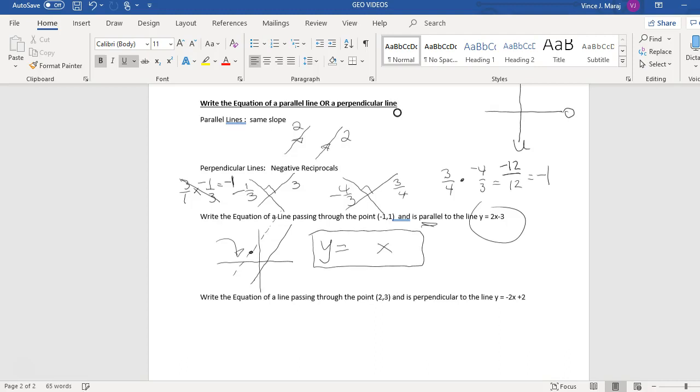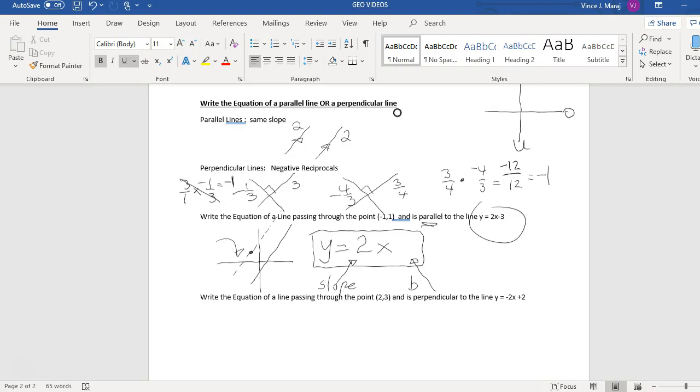To get this question right, all you have to do is insert the slope of the line right there and the y-intercept of the line right there. Seeing that parallel lines have the same slope, the slope of this line was 2, so the slope of the line parallel to it is also going to be 2. And the only thing you have to work on is the y-intercept.